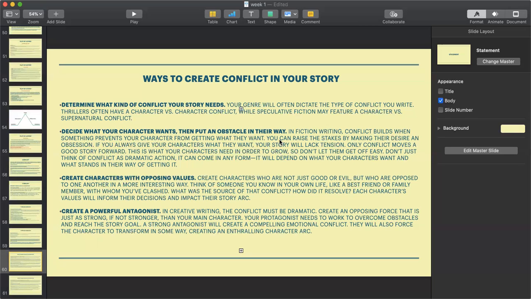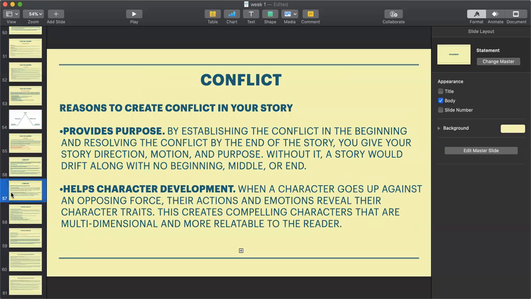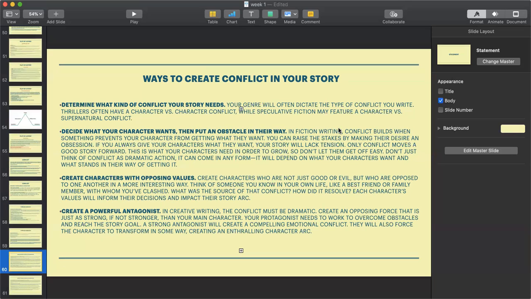This is what your characters need in order to grow. So don't let them get off easily. Because as I said, there are two reasons to create conflict. One is character development. When you're not giving a conflict, your character does not grow. So you have to give a good conflict in front of them, a good challenge in front of them.